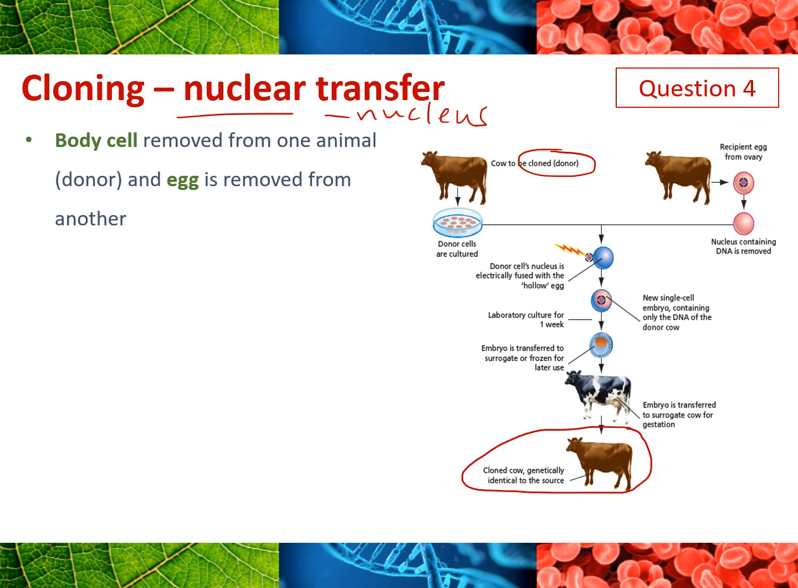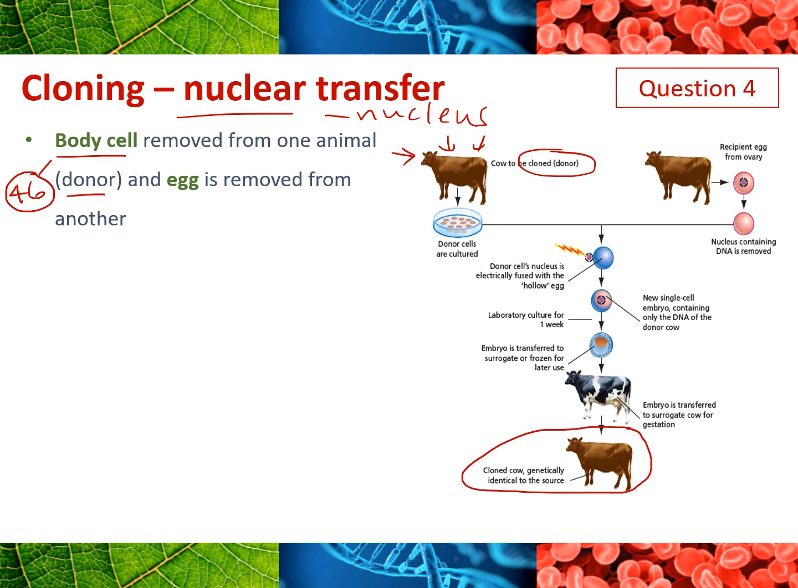So in this, a body cell, and a body cell being a cell that has all 46 chromosomes, again, that's the human number, I'm not sure what it is for cows, but it's not an egg, it's not a sperm, it's an actual body cell, is removed from one animal, and that one is the donor. Okay, so this here is our donor. We take a body cell from it.